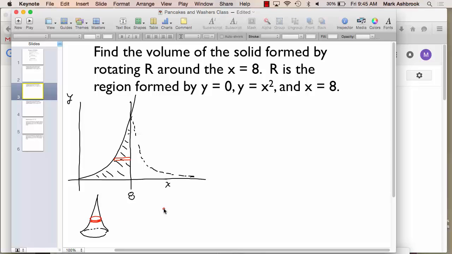So we're going to take our typical strip. When we rotate it around x equals 8, we're going to get a typical pancake that's stacked up the way pancakes normally are, right? So the volume of the pancake is still a cylinder, pi r squared h. So now we've got to figure out what this is. This is the radius. Let's see. So down here.